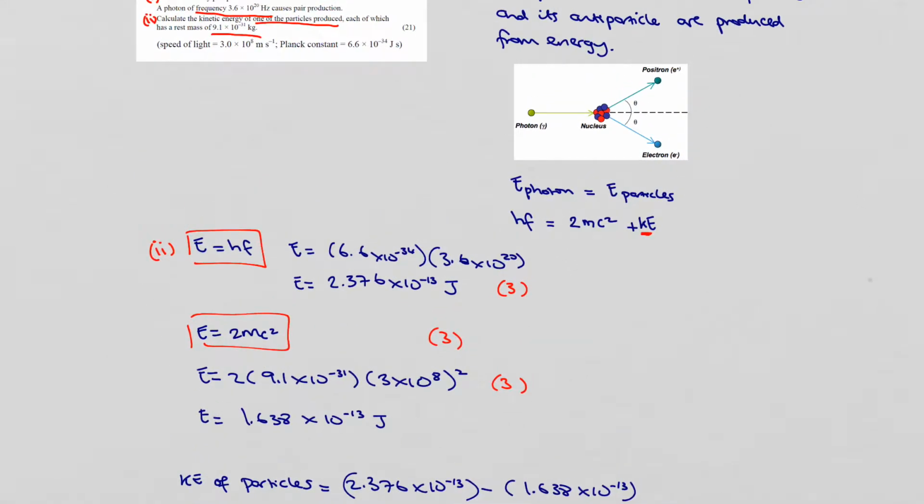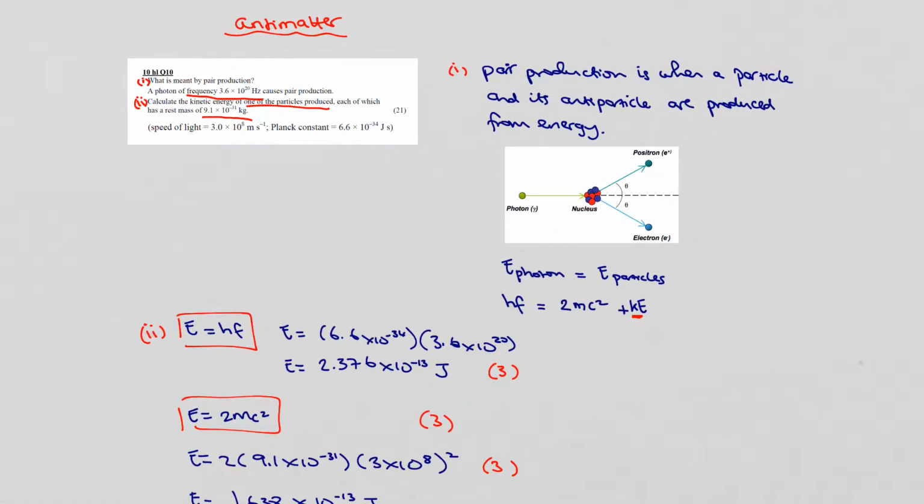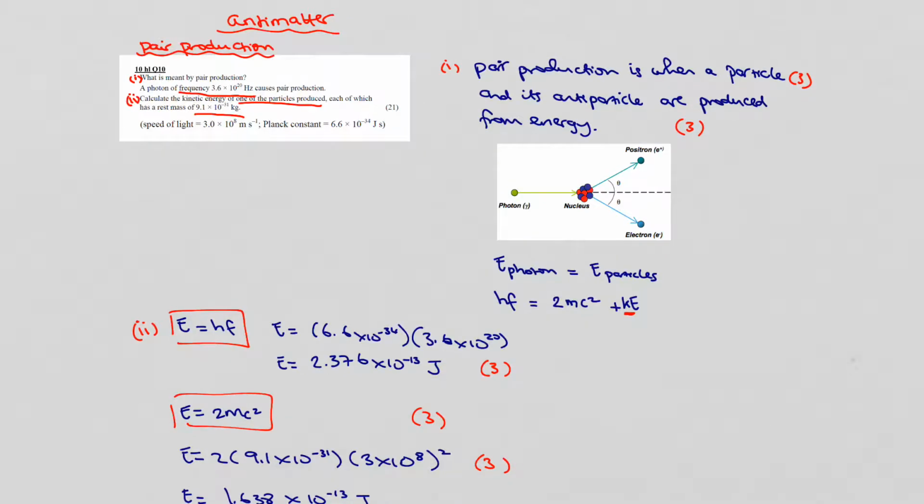And then what's meant by pair production was given 6 marks. So again, when a particle and its antiparticle are produced was 3 marks, and then from energy was another 3 marks. So as I said, that's only part of the question from 2010. Okay. So that example was for pair production.